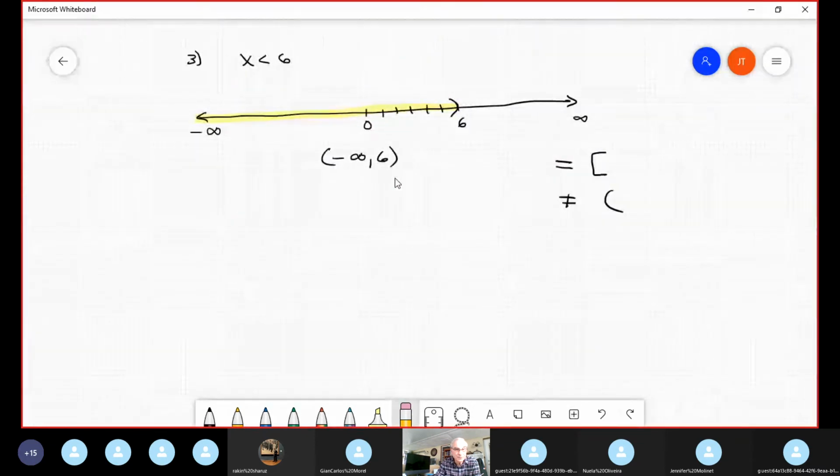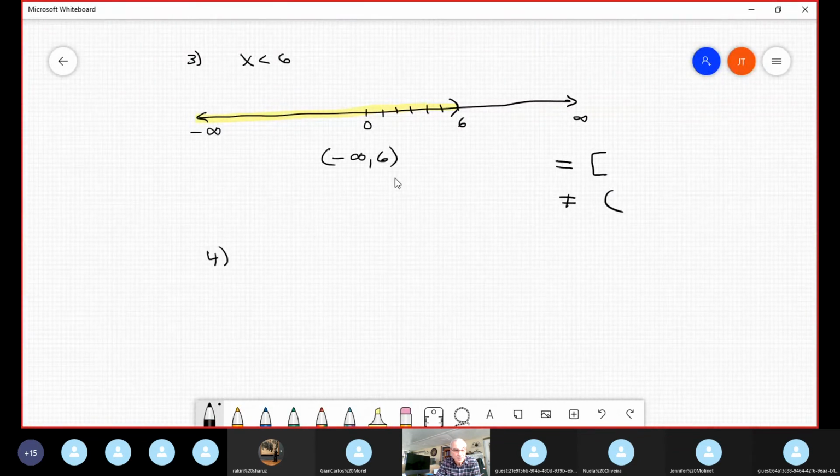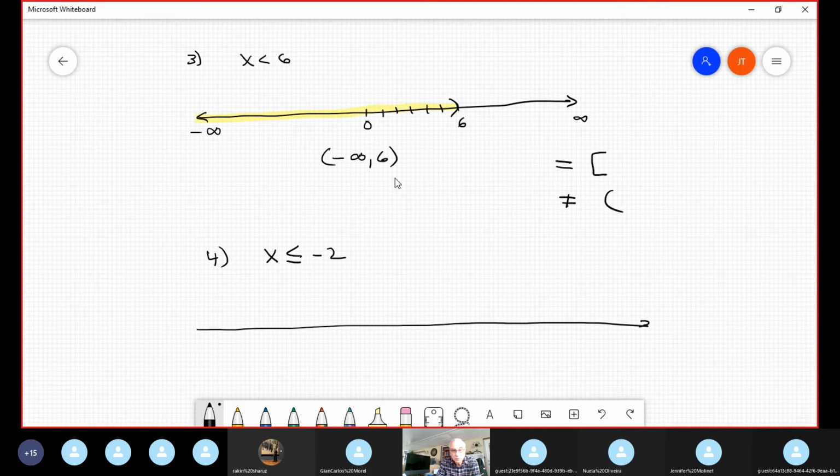Number 4. Number 4 is x less than or equal to minus 2. Infinity positive, infinity negative, 0 in the middle, minus 1, minus 2.